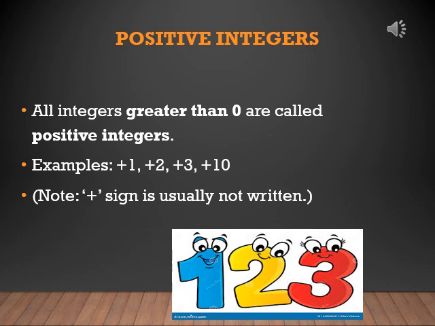We use positive integers in everyday life when we talk about 5 apples, 10 marks gained, 3 steps forward, rupees 200 savings. So, positive integers represent increase, gain, counting, or forward movement.